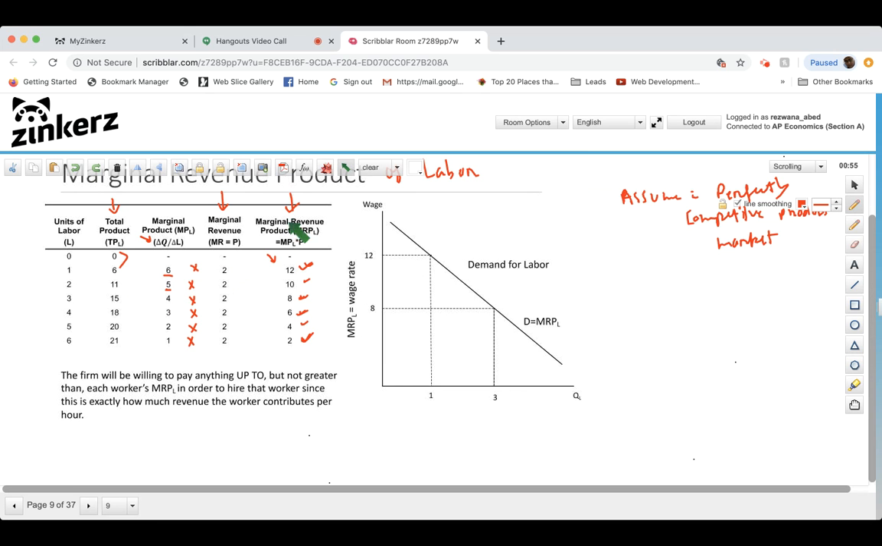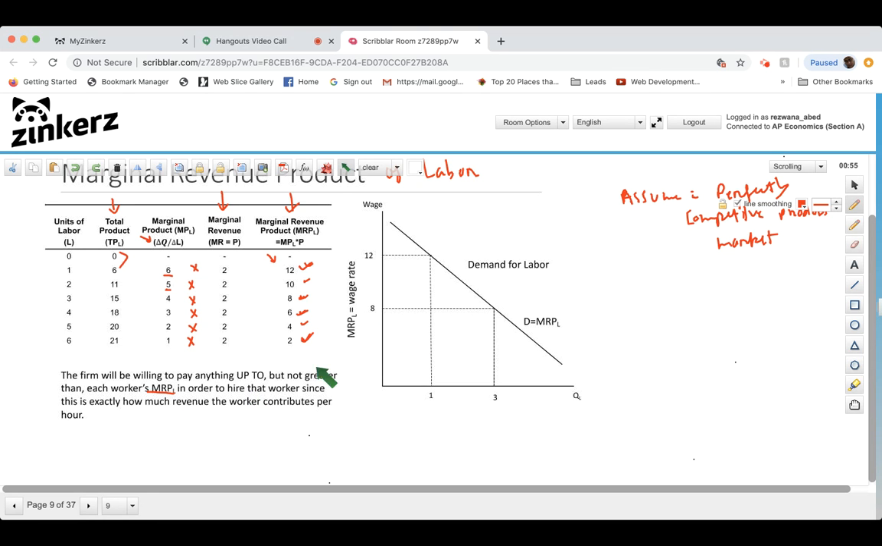And the contribution for every single worker is going to be equal to their marginal revenue product, and therefore they would only be willing to pay anything up to, but nothing greater than, each worker's MRPL.